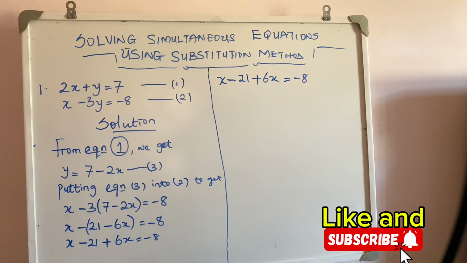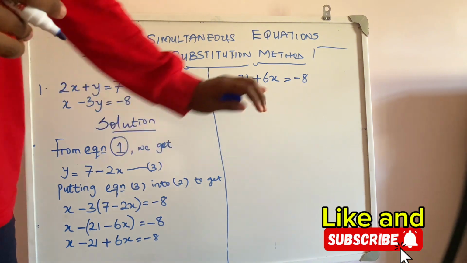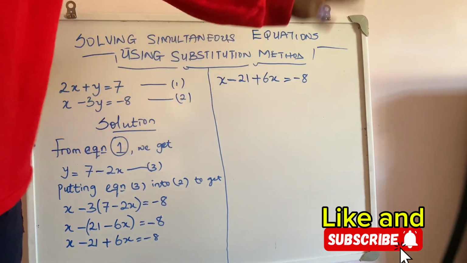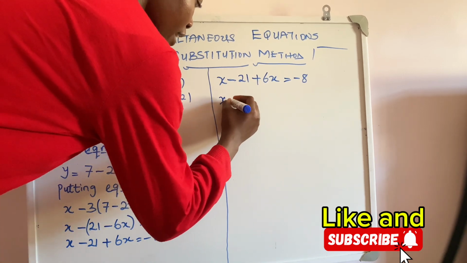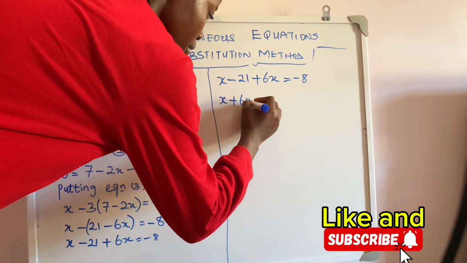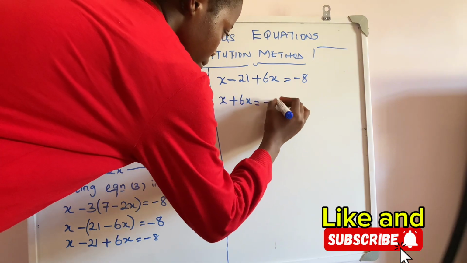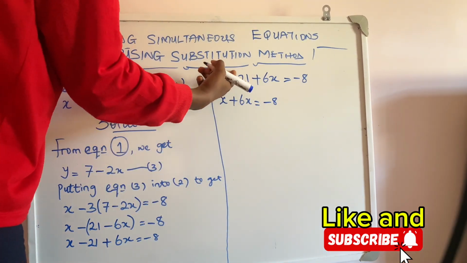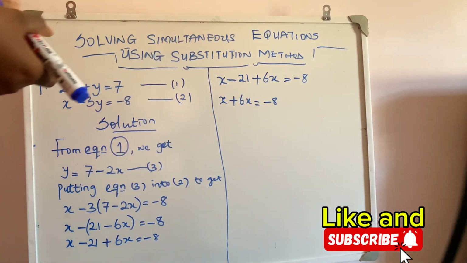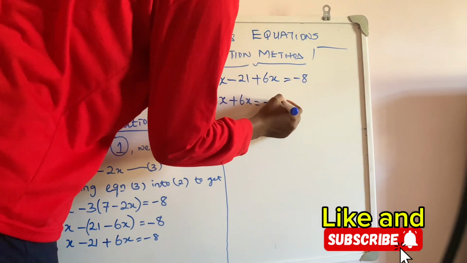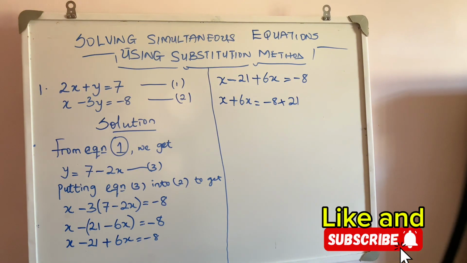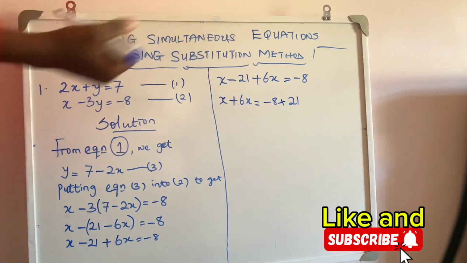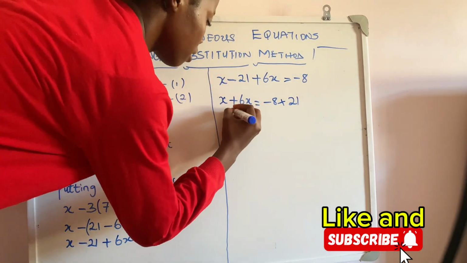Okay, so now that we have this, we try to make x the subject of the formula. So let's take anything that has x, we'll bring it here. Anyone that doesn't have x, we take it to the right hand side. So we have x plus 6x is equal to minus 8. Now this is minus 21. So if it travels across the equal to, you get plus 21. So now that we have plus 21, what do we do? x plus 6x is 7x.